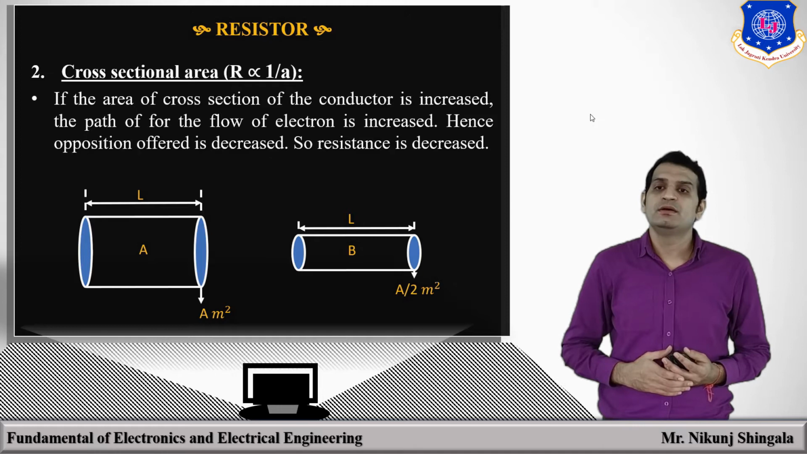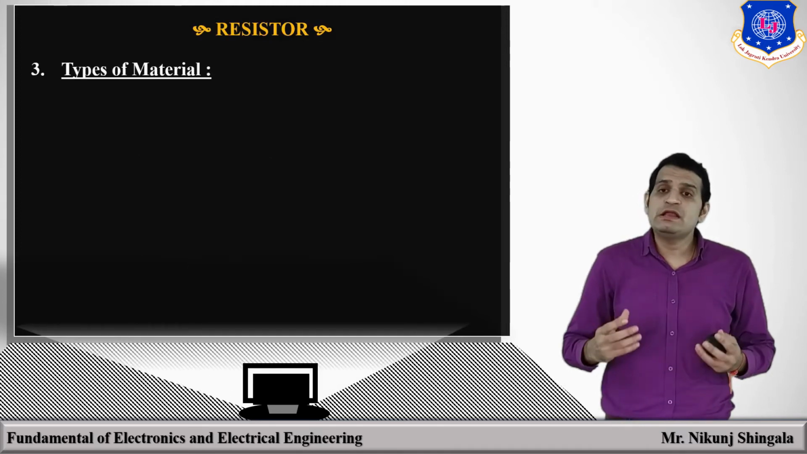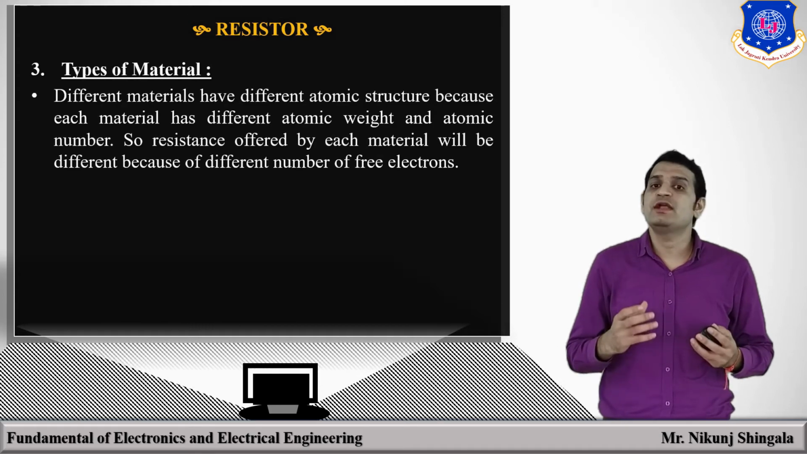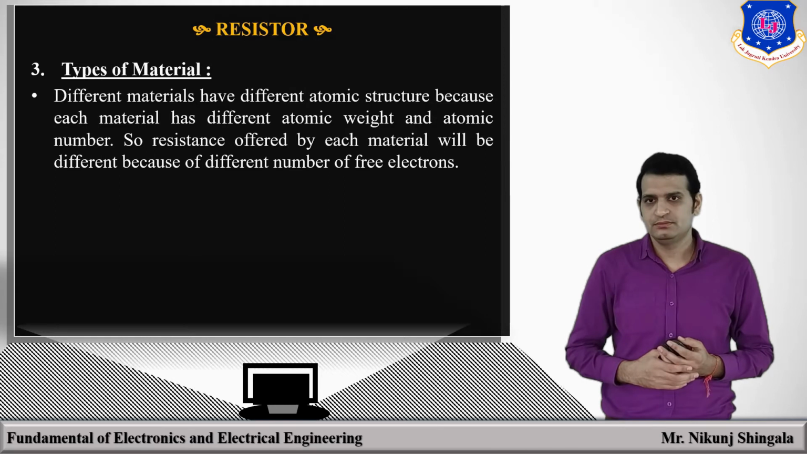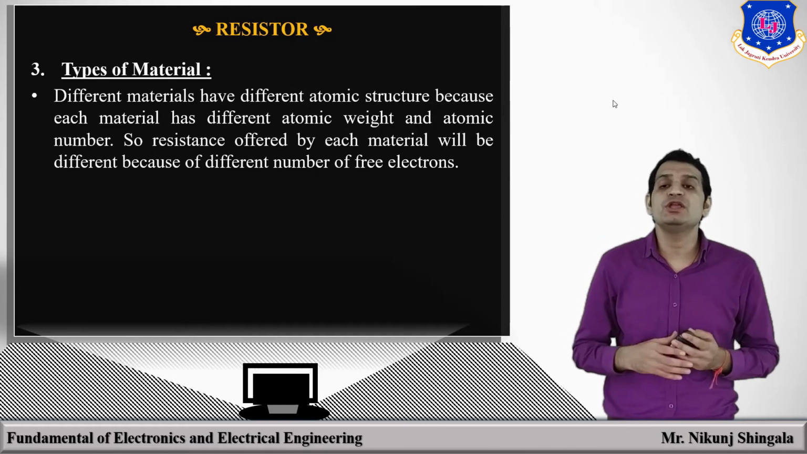The next one, the type of material. Different materials have different atomic structures because each material has a different atomic weight and atomic number. And because of this, the resistance offered by each material will be different.